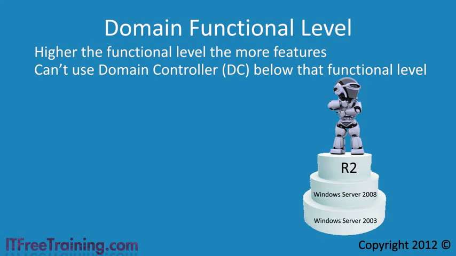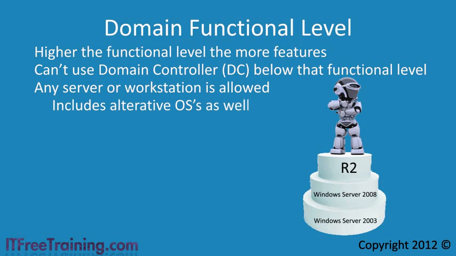The domain functional level only applies to domain controllers. Regardless of the domain functional level, you can have any client or server operating system join your domain. For example, you could have a Windows 2000 computer join the domain even if you are running the currently highest functional level of Windows Server 2008 R2. You could also join other operating systems like Mac or Linux to the domain. The functional level only applies to the domain controllers.